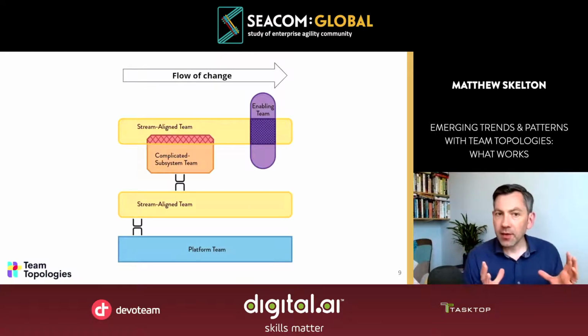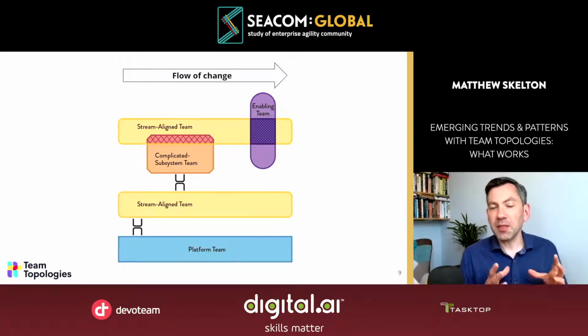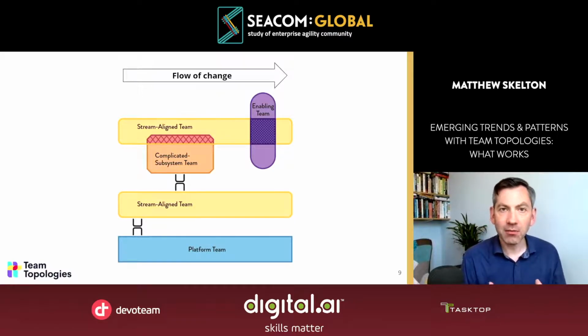We can put these together, the combination of the types of team and the team interactions, into a diagram that might look a little bit like this. This is a diagram which is a snapshot of a very small part of an organization at 1 point in time. It's not a permanent design for an organization. It's a snapshot in time of something happening. And crucially, we have a flow of change going from left to right across the diagram.